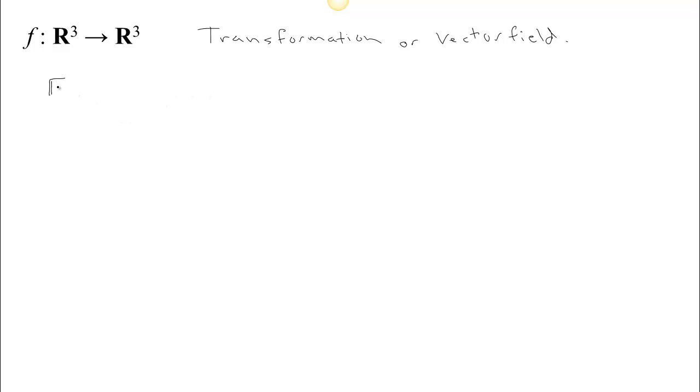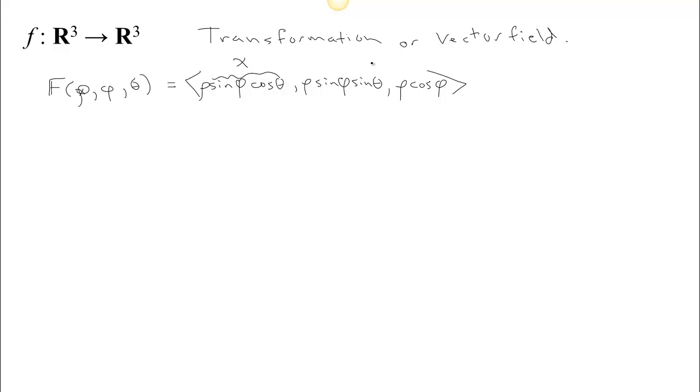Suppose we have our function. I'll give it a bold name since its output is bold. How about f of rho, phi, and theta? And then we get our three outputs: rho sine phi cosine theta, rho sine phi sine theta, and rho cosine phi. These are actually the equations that you get for spherical coordinates, right? This is the x, the y, and the z.